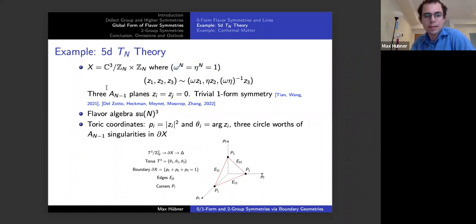Now we clearly see that this geometry has three planes of A_{N-1} singularities. These are located wherever two coordinates vanish. For example, if z1 and z3 vanish, then the action by omega folds an ADE singularity parameterized by z2. If z2 and z3 vanish, we get an ADE singularity folded by eta parameterized by z1. And when z1 and z2 vanish, there's a diagonal Z_N in here, which folds an ADE singularity parameterized by z3.